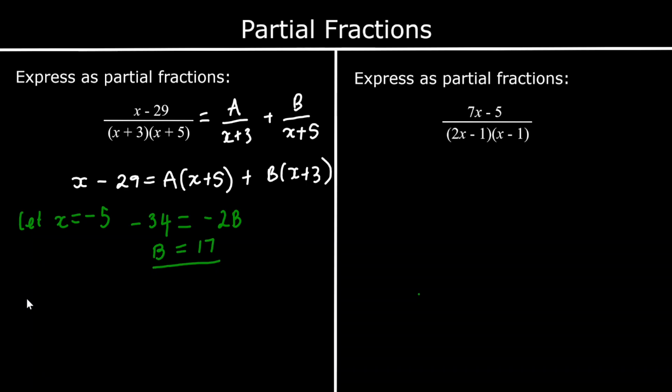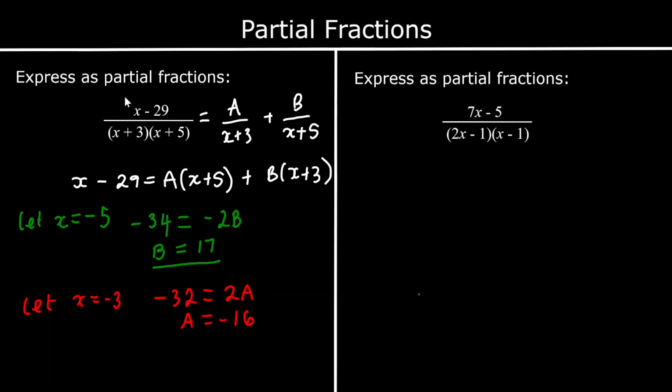The same for a, so to get rid of b, I can let x equal -3. If x is -3, what do we have? -3 minus 29, which is -32, equals -3 plus 5, that's 2. So we have 2a, half both sides, a is -16.